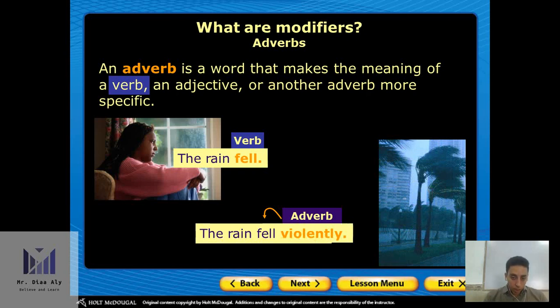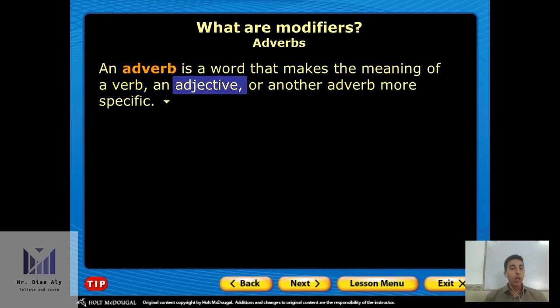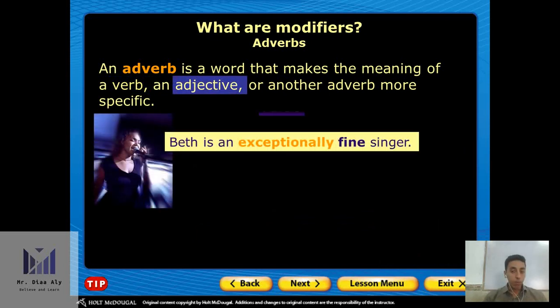So as you can see, violently or softly are modifying the verb. The rain didn't just fall and that's all. No, it fell violently. So I'm adding new extra information on the verb. Okay? This is the first usage and the most common usage of the adverb, that it modifies a verb. What else does it modify? It modifies another adjective. It modifies another adverb. But let's get to the adjective first.